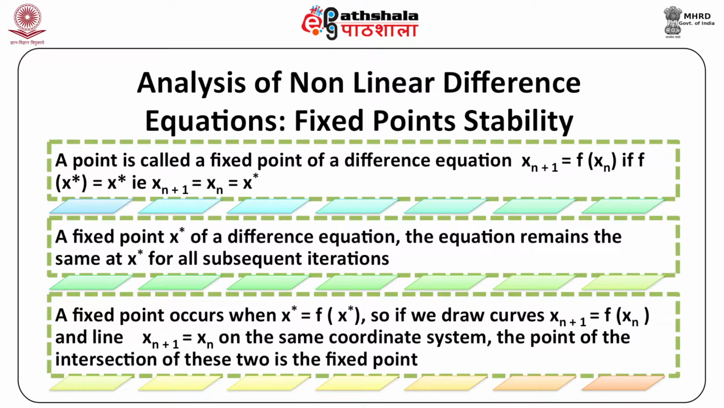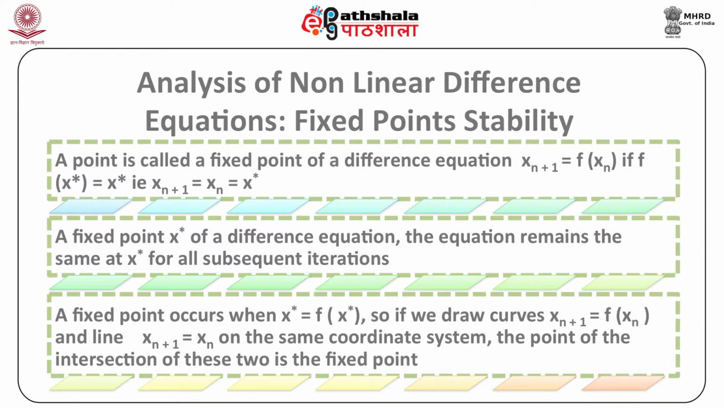So for a fixed point x star of a difference equation, the equation remains the same at x star for all subsequent iterations. Fixed points are also called equilibrium points of the system. Geometrically, a fixed point occurs when x star is equal to f(x star). So if we draw the curve xn+1 is equal to f(xn) and the line xn+1 is equal to xn on the same coordinate system, the point of intersection of these two is the fixed point.